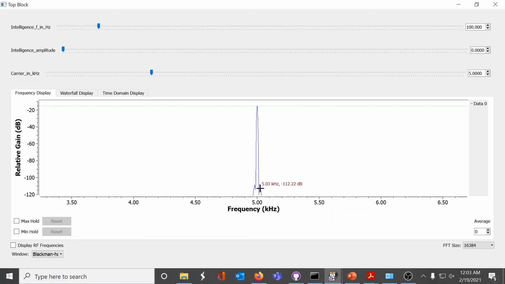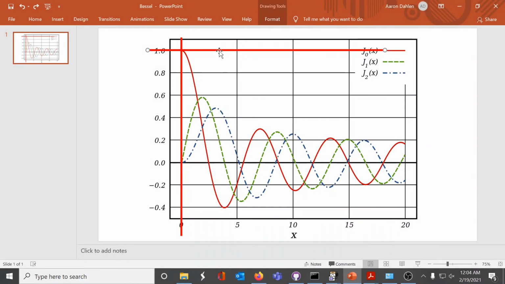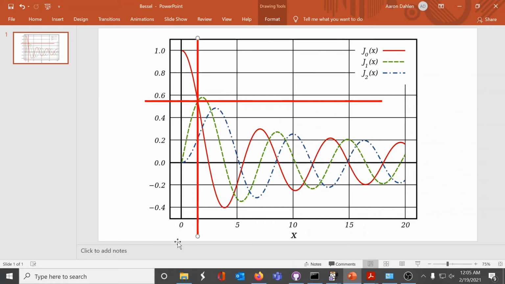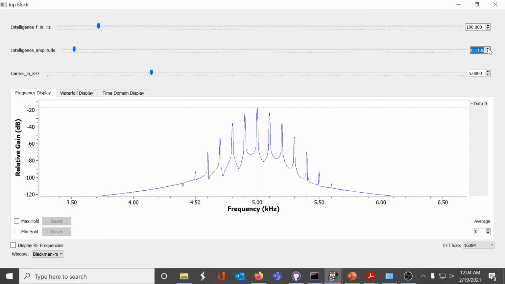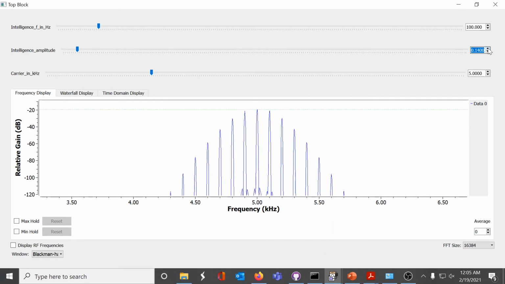By the way, you do see some small sidebands here, but look at the amplitude. They're almost 100 dB down, so they're, for all intents and purposes, non-existent. The next point of interest occurs when the carrier has the same amplitude as the first sideband pair. That appears to happen when the modulation index is about 1.5. We can find that point by increasing the amplitude of the intelligence until the carrier and the first sideband pairs match.